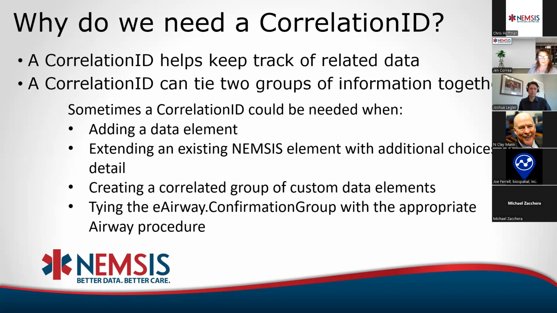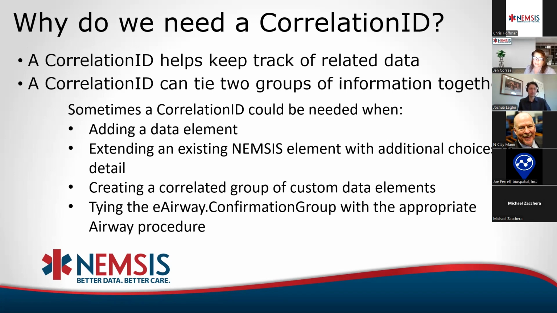So the first question we have is, why do we need a correlation ID? Well, it keeps track of things that are related to each other, right, within an XML file that are not necessarily put together. So a correlation ID can tie two groups of information together, or it can tie your custom element into the standard XML standard file, right?